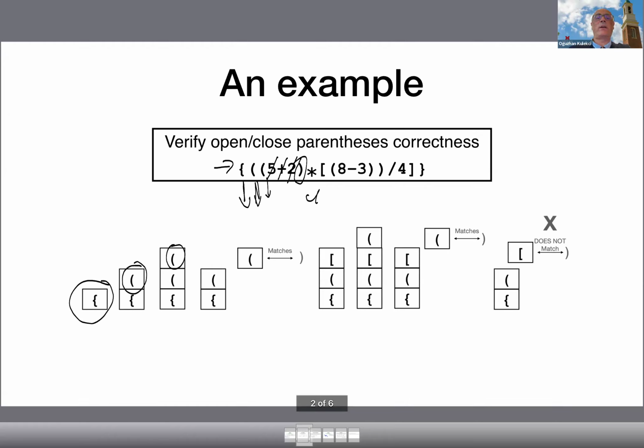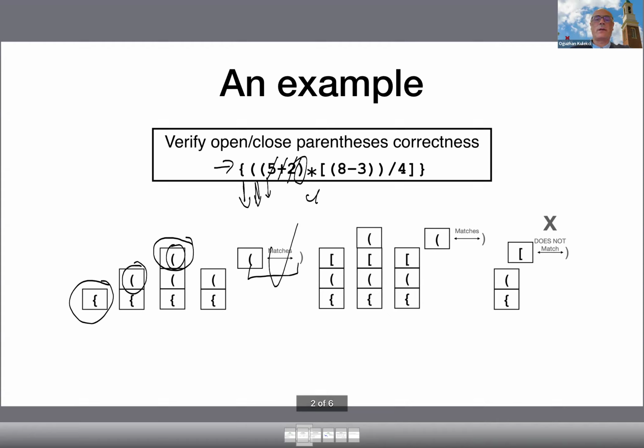Whenever I see a close parenthesis, I go to my stack, pop the top item, and compare these two. In this case, they are matching, so that is fine. Now I'm left with the stack having the open parenthesis at the top and a curly brace at the bottom. So we will see what happens on the next closing parenthesis.